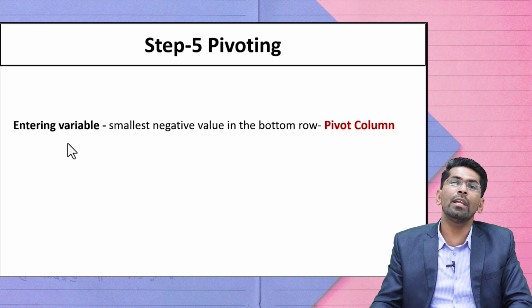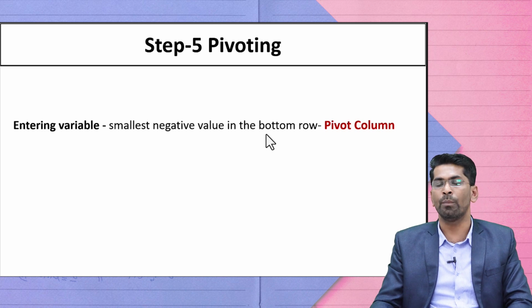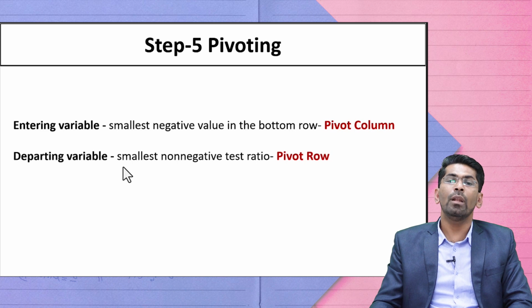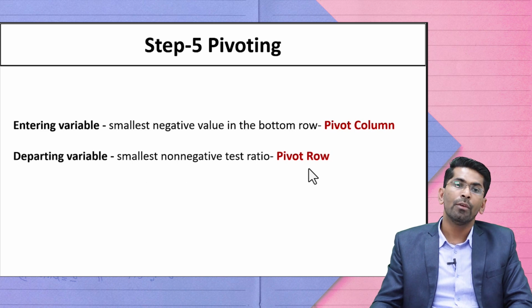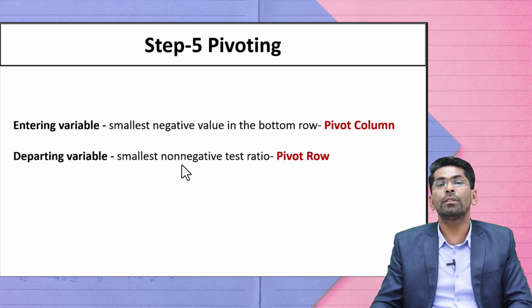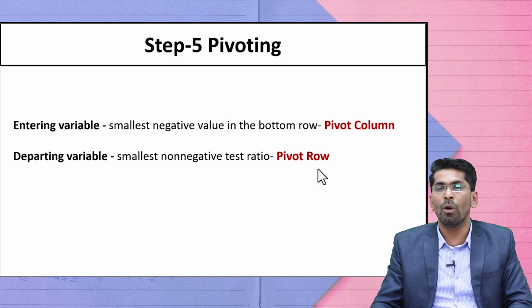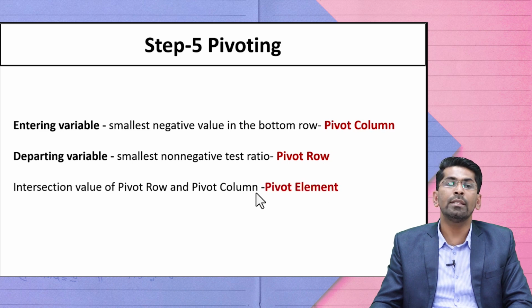So here the entering variable is considered the pivot column, the smallest negative value in the bottom row. At the same time our departing variable will be the pivot row. For that we calculate the test ratio, and among the test ratio values we consider the smallest non-negative value. After finding the pivot column and pivot row, we find the pivot element, which is the intersection value of the pivot row and pivot column. Now we are going to do all this exercise so that it will be more clear.